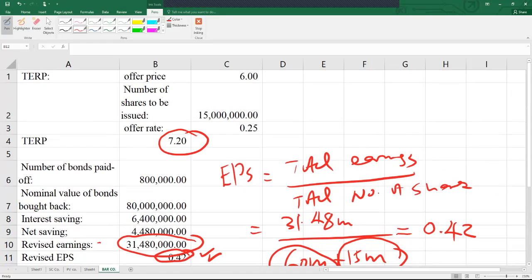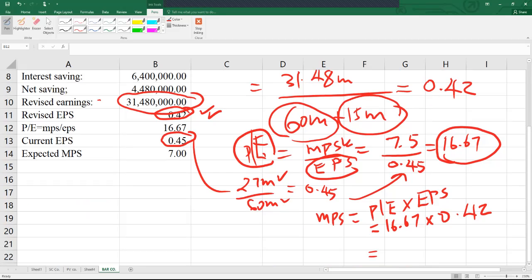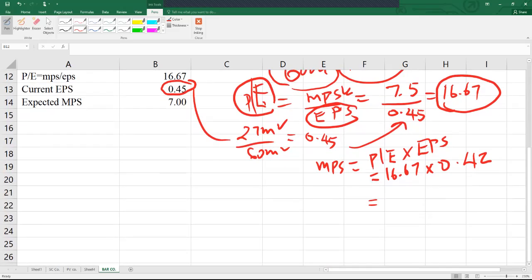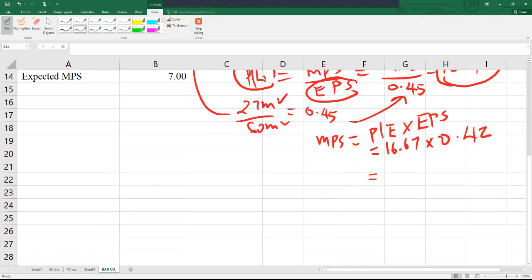Now, 7 is below 7.2. Therefore, what does it indicate? It indicates this is not something good for the company. We write down here that this is not a good proposal, therefore. It is going to result in a decrease in the shareholders' wealth. Let me write it down here. We comment, don't forget to comment. Once we have the analysis, you comment.